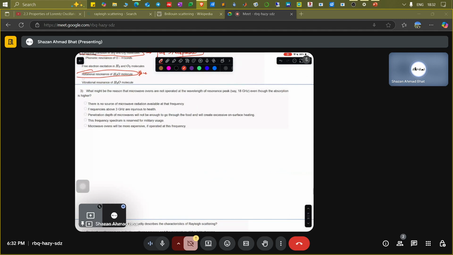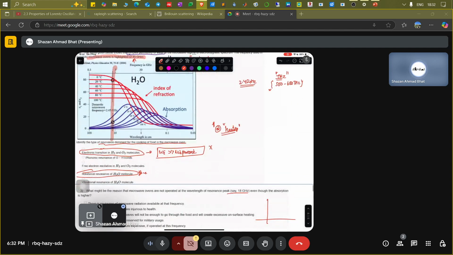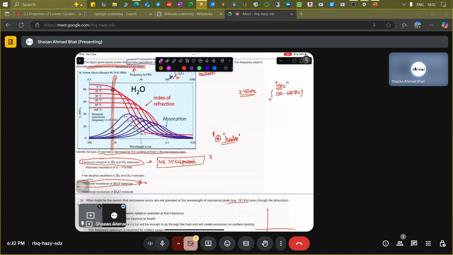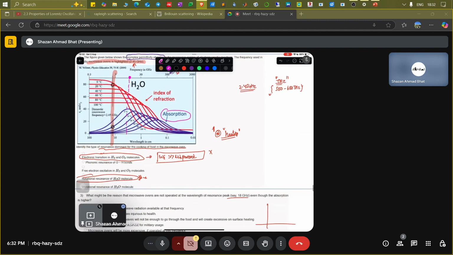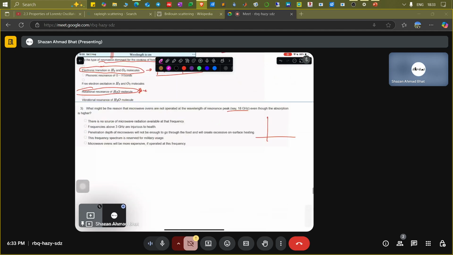Now, what might be the reason that microwave ovens are not operated at the resonance peak of 18 gigahertz, even though the absorption is higher? They are saying, for example, 18 gigahertz, which is somewhere around here. Why don't we operate it here even though we have a higher absorption peak? What is the reason? Why don't we operate it at 18 gigahertz? Okay, this sounds logical. So let's see.